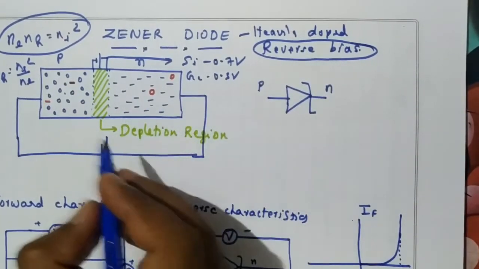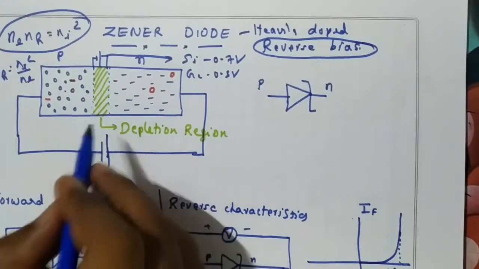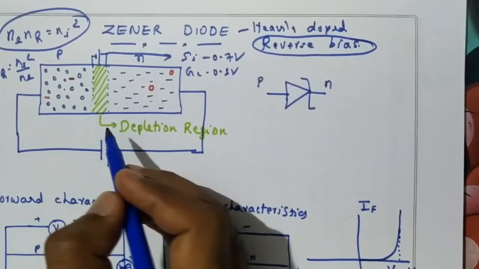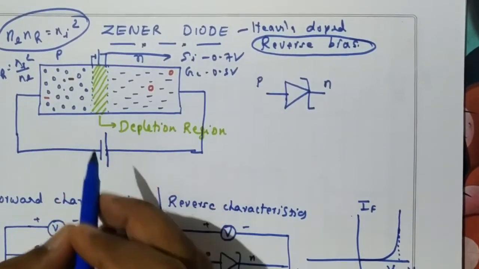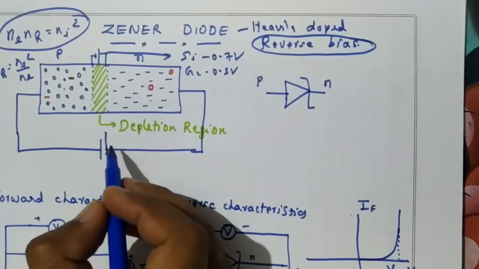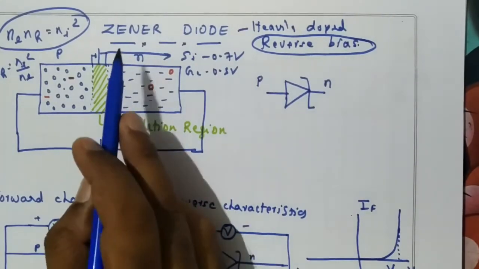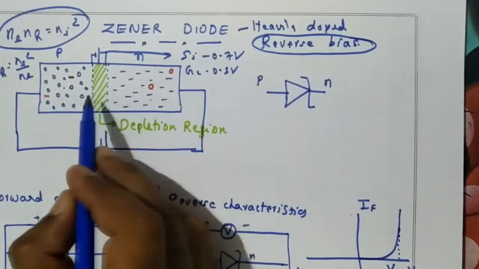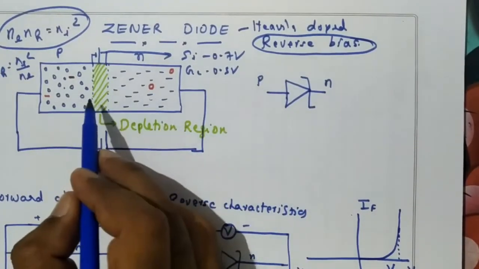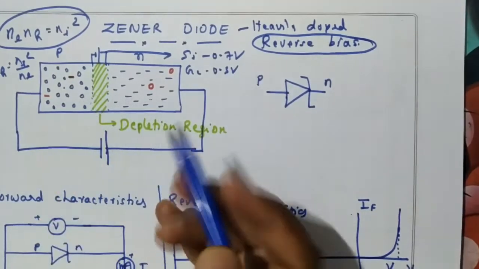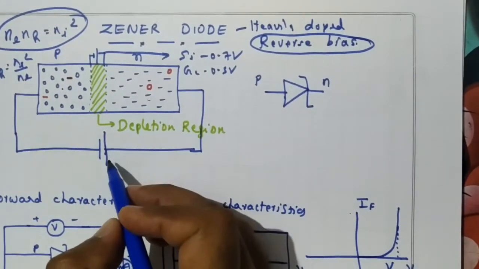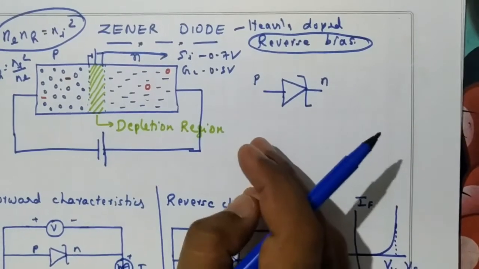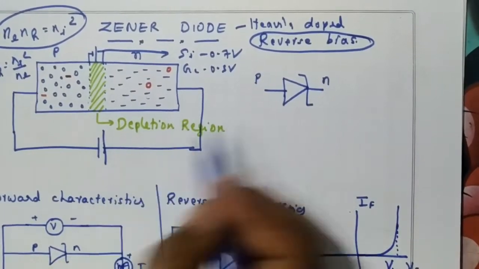But see the width of the depletion region compared to an ordinary PN junction. It is lesser. So for an equal voltage across a Zener and an ordinary diode, the width of the depletion region is more for the ordinary diode compared to the Zener diode. So say you apply minus 5 volt to a Zener diode and minus 5 volt to an ordinary diode. I am talking about the width at minus 5 volt.